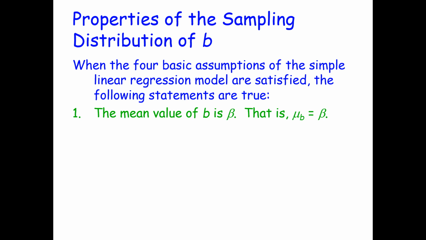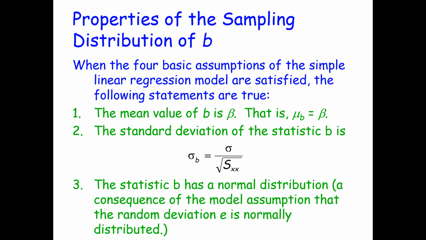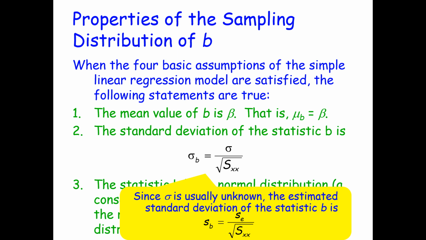First, the mean of b is beta. So that's mu sub b equals beta. Second, the standard deviation of the statistic b is sigma divided by the square root of S sub xx. And third, the statistic b has a normal distribution, a consequence of the model assumption that the random deviation e is normally distributed. Now, since sigma is usually unknown, the estimated standard deviation of the statistic b is actually s sub b equals s sub e divided by the square root of S sub xx.